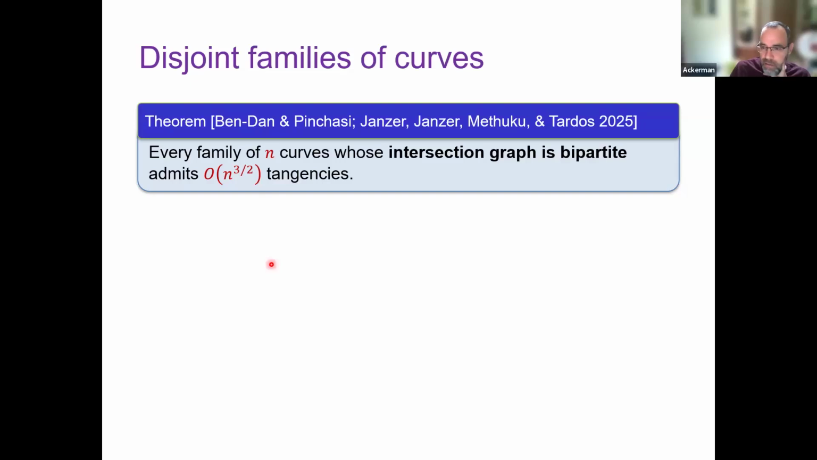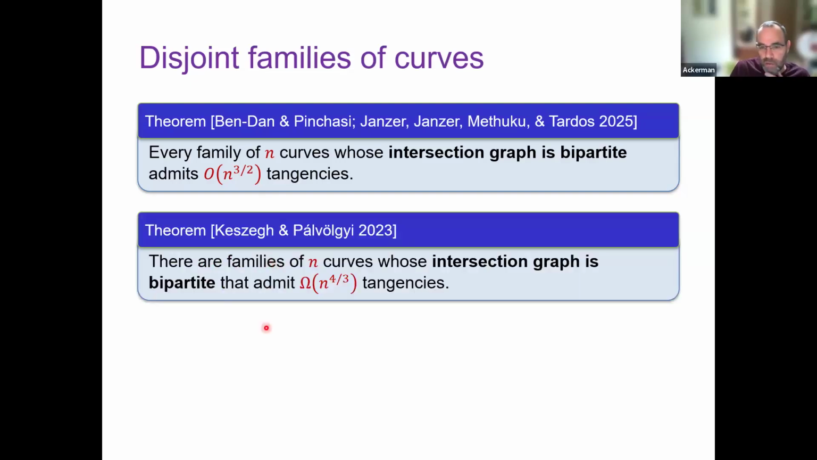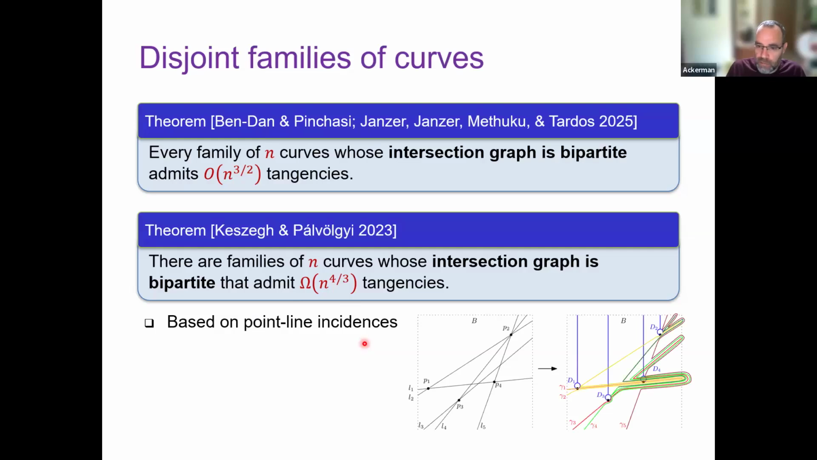And in this case, you cannot opt for a linear number of tangencies, because Kaplan, Matoušek, Safernová and Sharir show that there are families of curves with a bipartite intersection graph that admit n to the power of 4/3 tangencies. And their construction is based on the point-line incidences, with this many incidences between points and lines.